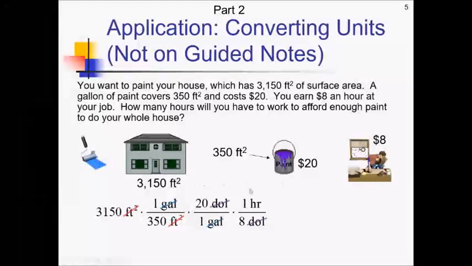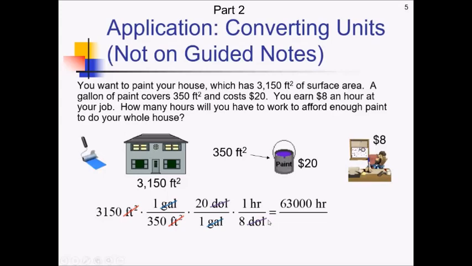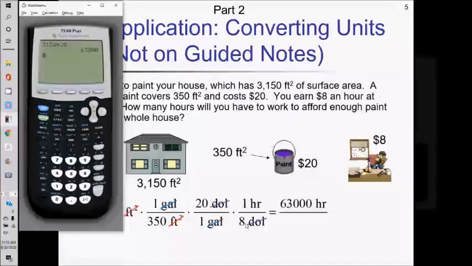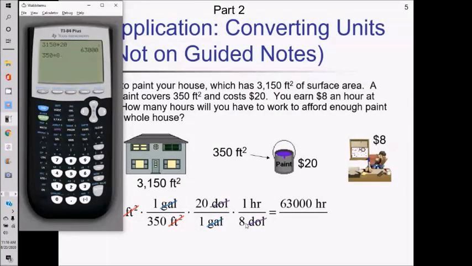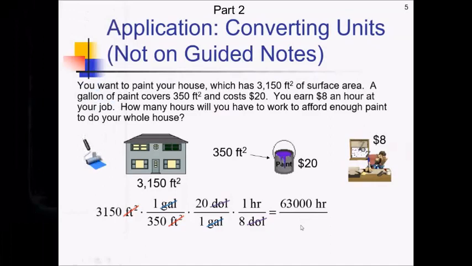And notice that we also have this hours that hasn't been crossed out. So we have to write 63,000 hours. And now down here, 350 times 8, let's see what that comes out to. 350 times 8 gives me 2,800. And there's no units left in the denominator, so that's just a straight up 2,800.